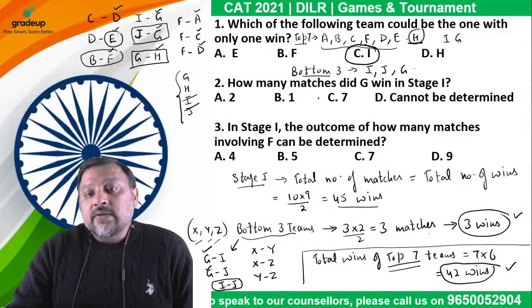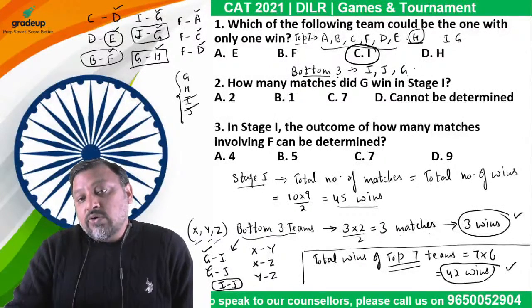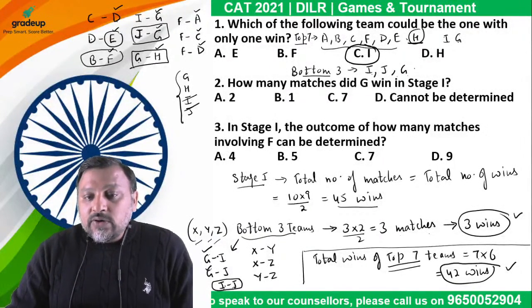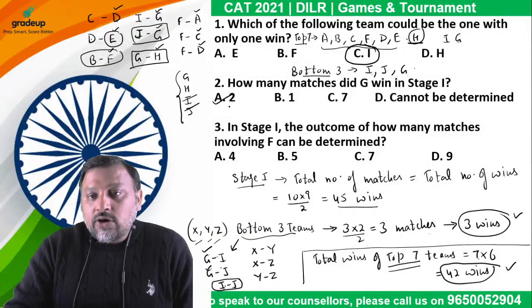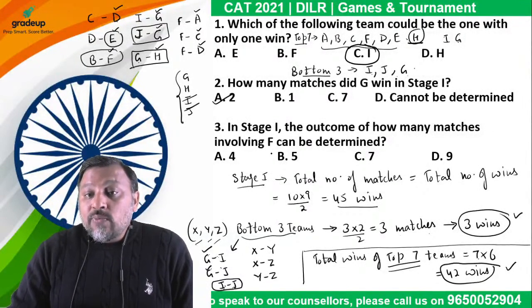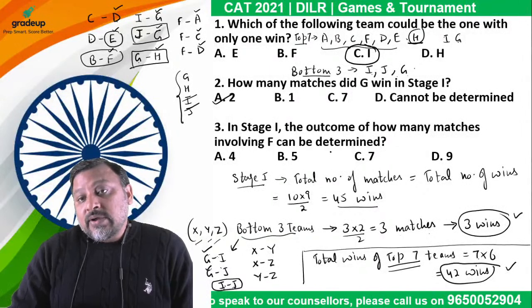How many matches did G win? We know G is in the bottom 3 and it has won only these 2 matches. So it is A option. Outcome of how many matches involving F can be determined.